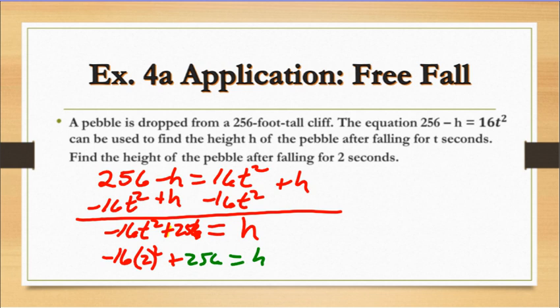So 2 squared is 4. 4 times a negative 16 gives us a negative 64. Plus 256. We would get a height of 192 feet. So after 2 seconds, the pebble will be 192 feet from the ground.